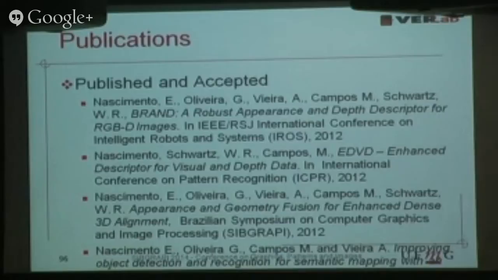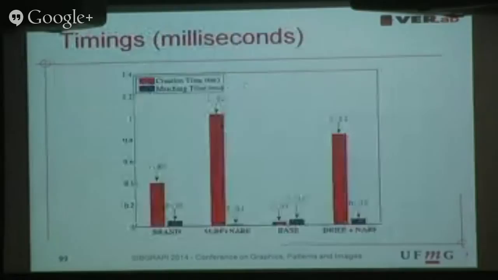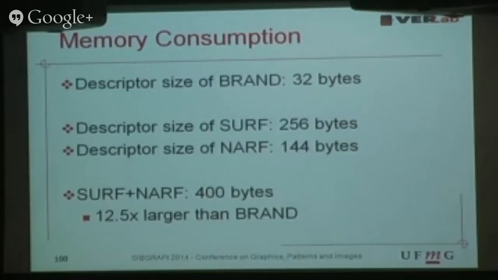And, okay. Now, as far as time is concerned, we have shown this already, right? So you can see here how these compare to other descriptors. This one uses NARF. NARF is only another geometric descriptor, right? Okay. As far as memory consumption is concerned, the descriptor size for BRAND is 32 bytes, for SURF 256 bytes.